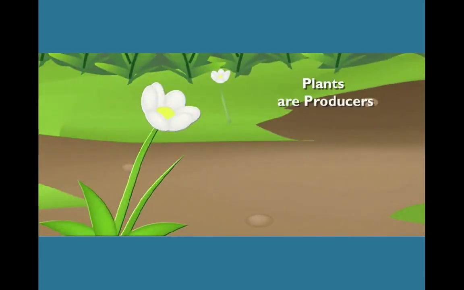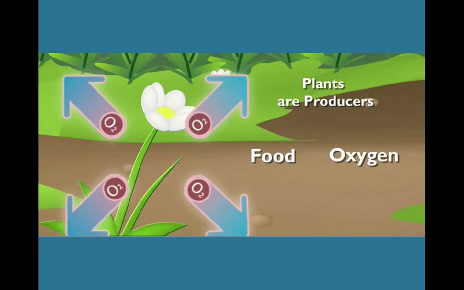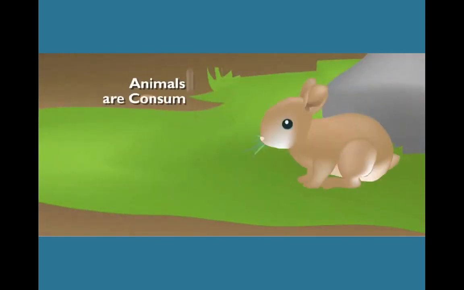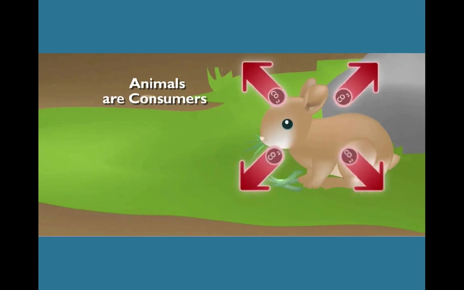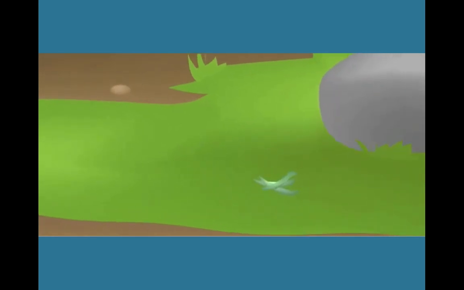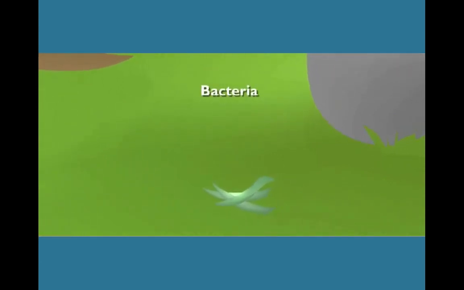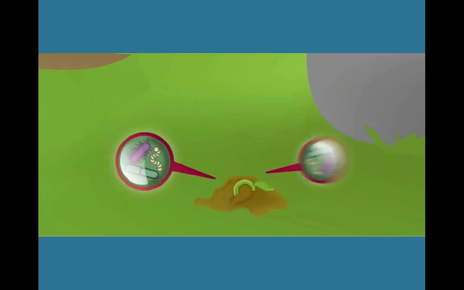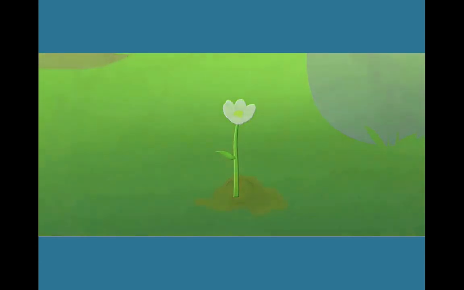Plants are producers. They make food and oxygen for the animals. And animals? Animals are consumers. They eat the plants and other animals and give off carbon dioxide to help keep the plants alive. How is bacteria important? Ew. Bacteria are decomposers. They break down the dead animals and plants and turn them into minerals that help things grow. That's pretty sweet. It is.